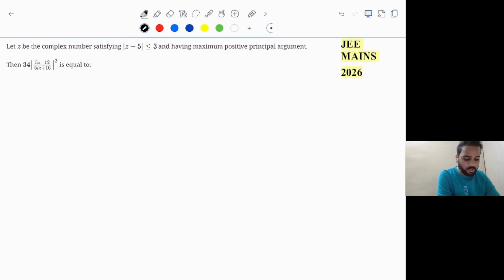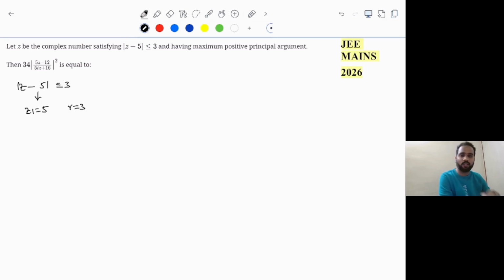First, the given question is, let Z be the complex number satisfying the inequality modulus of Z minus 5 less than or equals to 3. But if you remember well, I already discussed this inequality meaning in the first video itself, right? So directly I'm going to write. So this is similar to the inequality mod of Z minus Z1 less than or equals to R, where Z1 is equals to 5. And this right hand side part will be the radius.